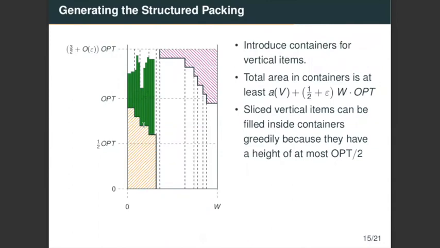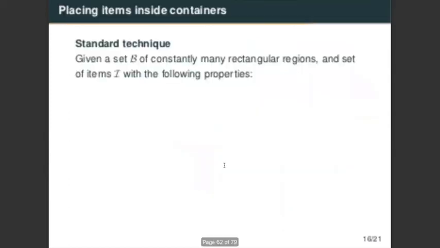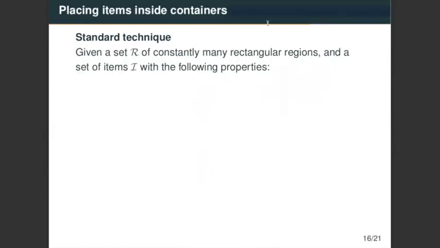So now we can pack the slices of vertical items inside the containers greedily since their height is less than opt-half. Also, we guarantee the existence of free area with width omega epsilon W and height opt-half. Till now, we were able to prove the structural lemma. Note that the slices of the short items were placed inside the horizontal containers, and the slices of the vertical items were placed inside the vertical containers.